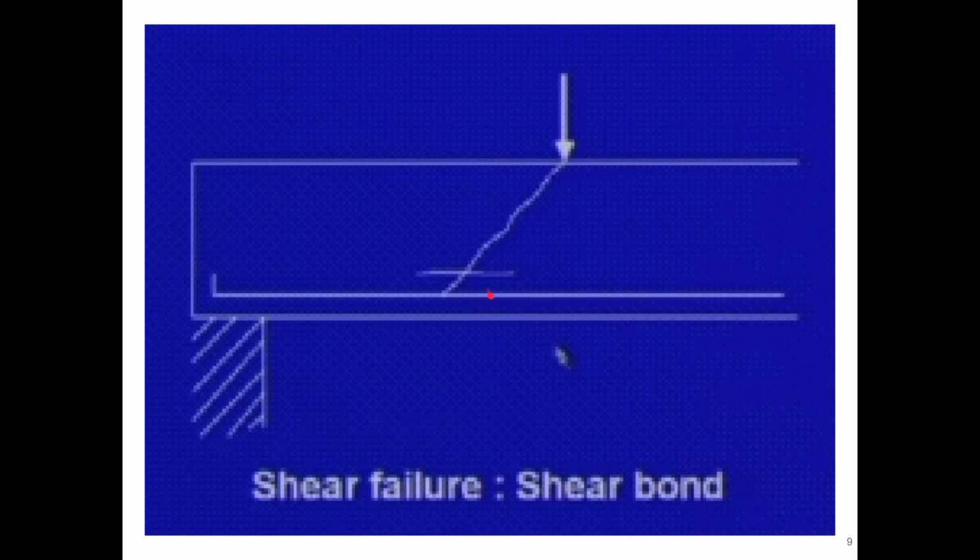Apart from that, when the cracks pass through the reinforcement, there will be some type of bonding. Some strength will be there which will resist the propagation of the crack. As you can see, this crack has moved up to the rebar but it is not passing after that, because of the shear bond.